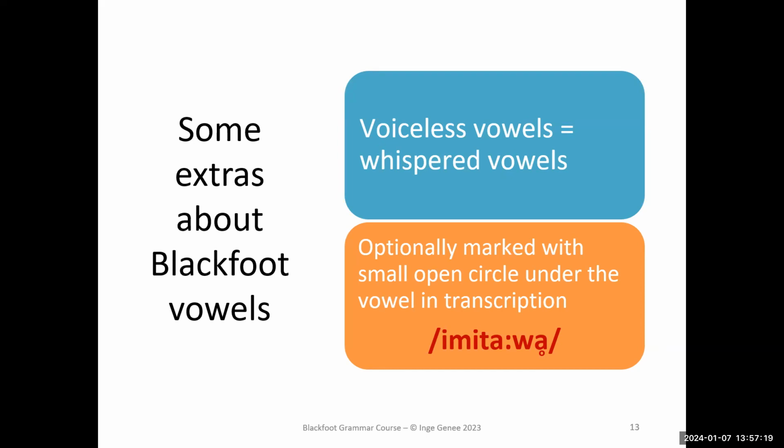Short vowels are often voiceless or whispered, especially at the end of a phrase. Many speakers don't pronounce them at all. That can optionally be indicated in the transcription with a little open circle under that whispered vowel, like you can see here in the word imitao.